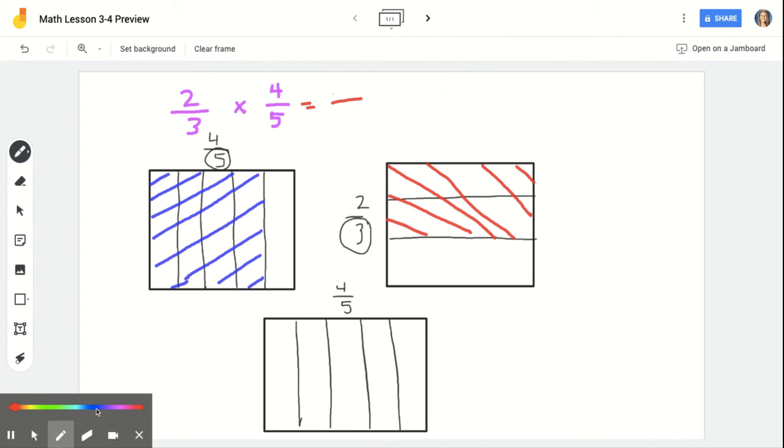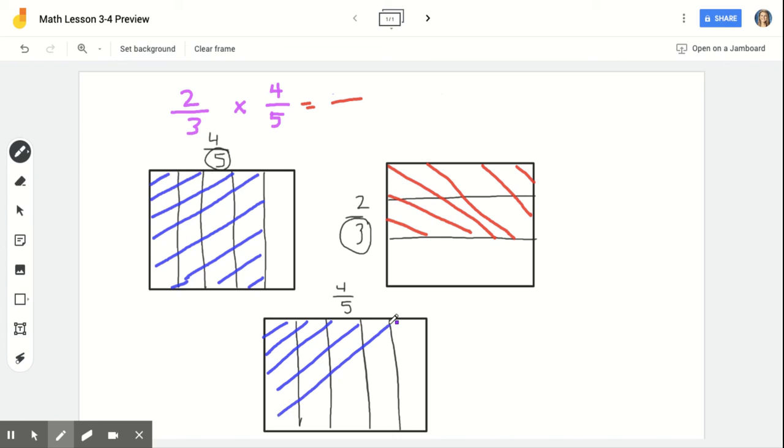And with your blue coloring tool, or your pencil, you're going to use diagonal lines going one direction, and you're shading in 4 out of 5 groups. Does yours look like mine? If you need to pause, go ahead and pause. Keep it really simple, keep it really neat, because there's a process to this.